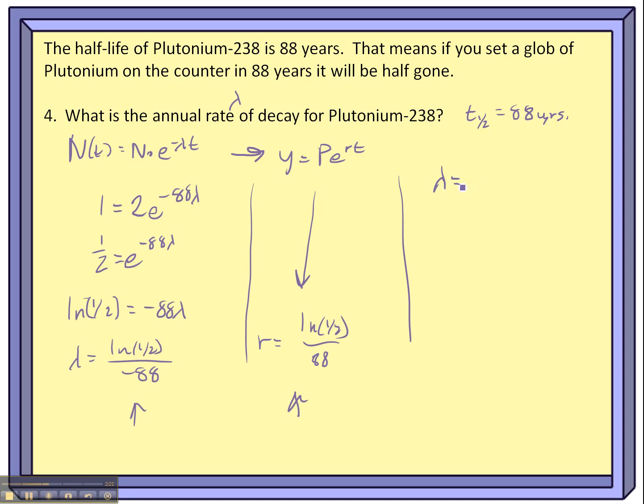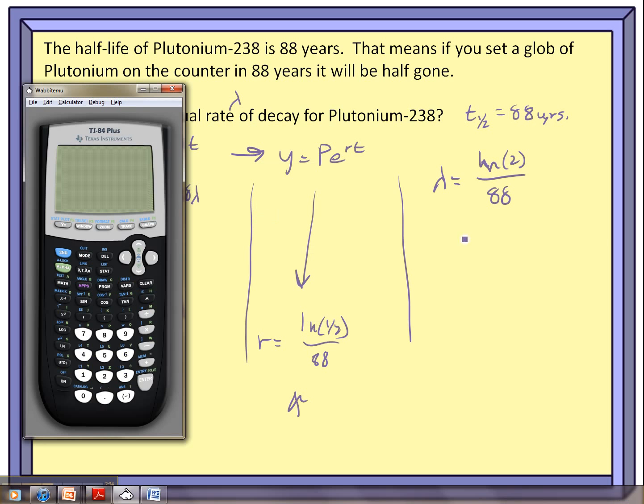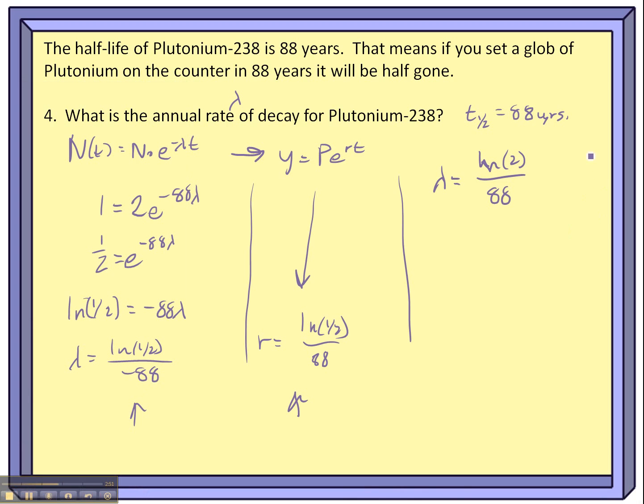Now, in class, we talked about the formula. If we already knew what the half-life is, we can go straight to lambda. We derive this as the natural log of 2 divided by half-life, which is just 88. So let me plug that into the calculator here. Natural log of 2, close those parentheses, divided by 88. And we get about 0.00788.